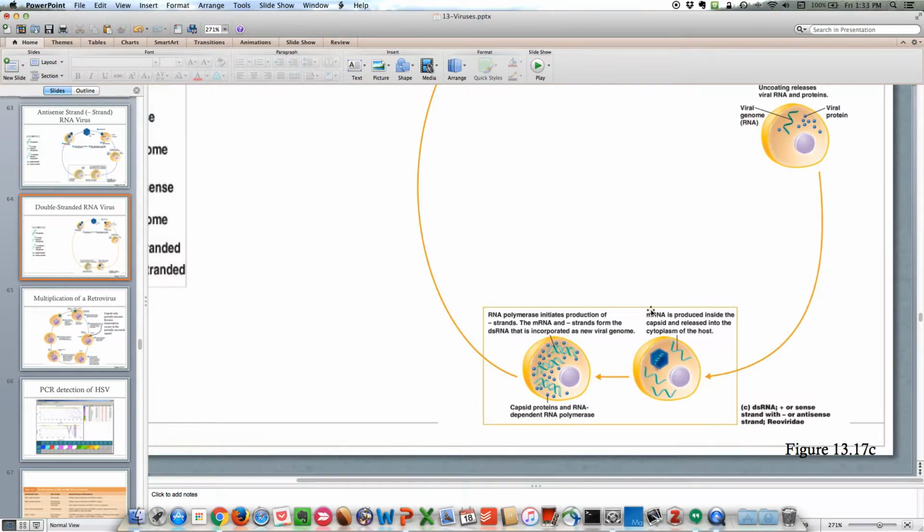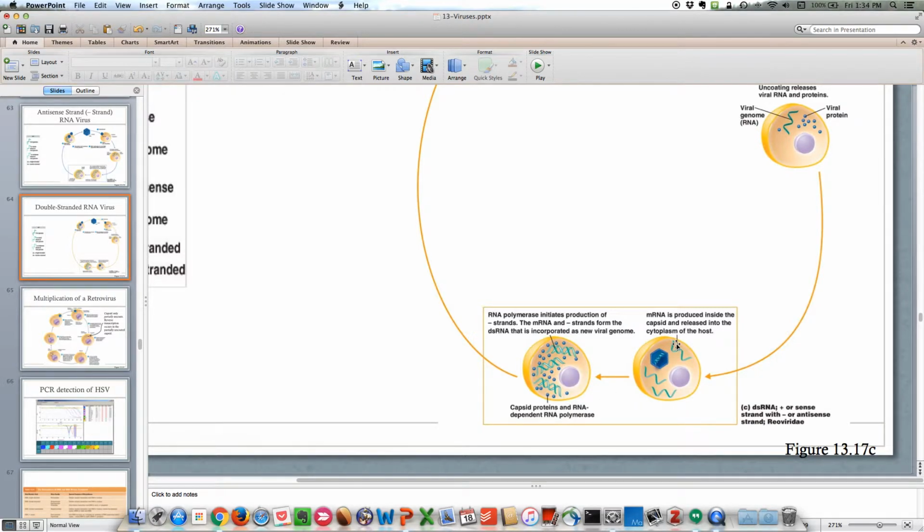Now, one thing that should be noted, it says here, mRNA is produced inside the capsid and released into the cytoplasm of the host. So it turns out that before the uncoating process has taken place, we actually have buried inside the capsid that copy of RdRp that I just mentioned. In fact, entry into the host cell is going to stimulate the virus to start producing messenger RNA before the capsid is completely uncoated. And so now we have messenger RNA transcripts that can be used to make virus proteins.